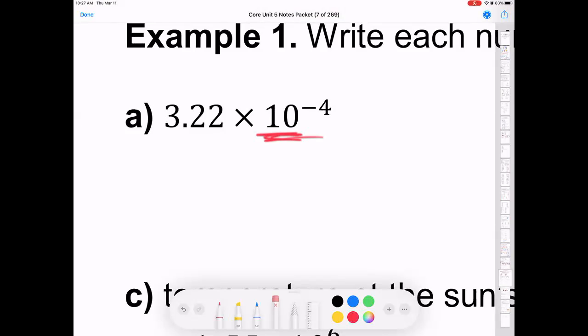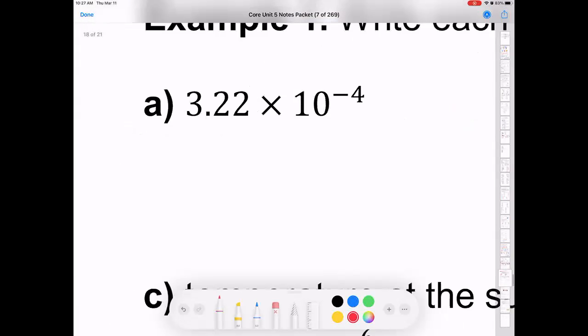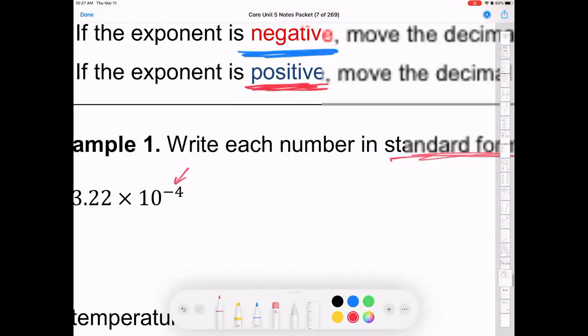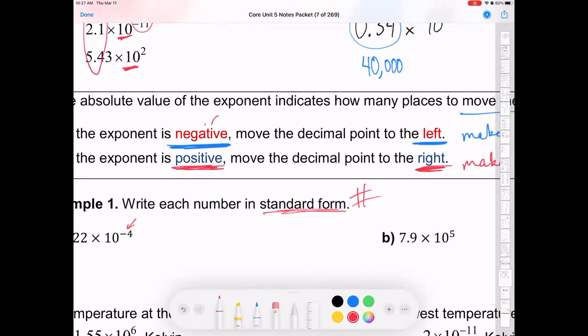Now, when you have something like 3.22 times 10 raised to the negative 4, all that we're doing, we're trying to create this in standard form. In other words, we just want the number. Like if you just had to give me, what is that number? What does that come out to be? Right now it's in scientific notation. We're trying to just get the normal number. Well, because we have that negative exponent, according to our chart, we are going to be moving that decimal place. Negative exponent, we're going to be moving it to the left.